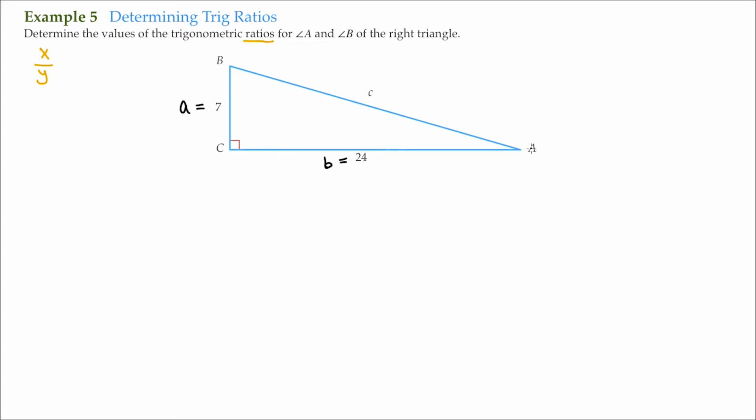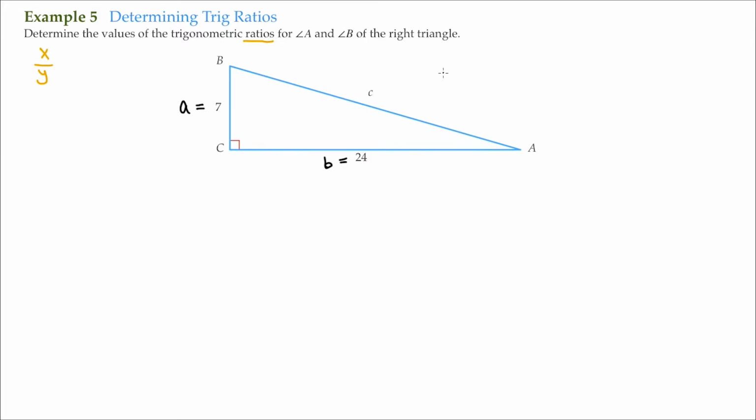The side adjacent to A, that's the one right next to it. Adjacent means next to it. So the side that's adjacent to A is also the opposite of B. And the side that's adjacent to angle B, that's side A, that's also known as the opposite of A. So there's all kinds of stuff going on here.